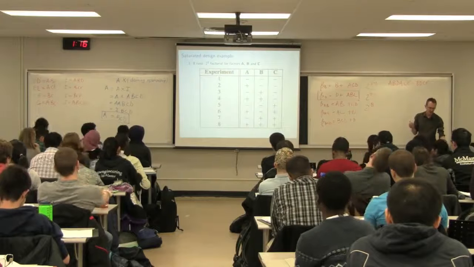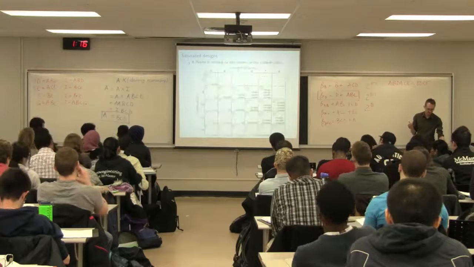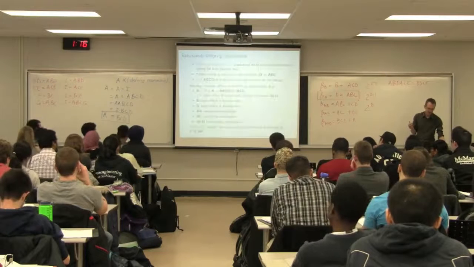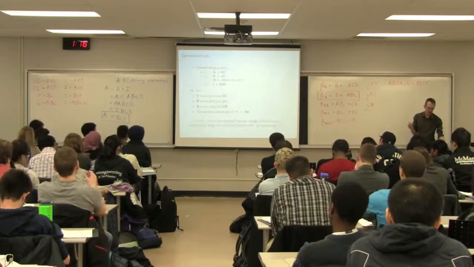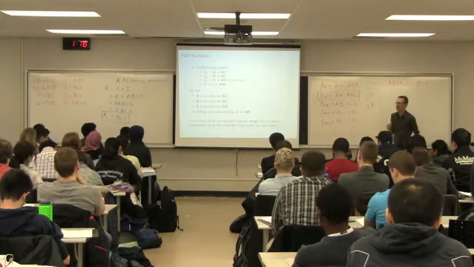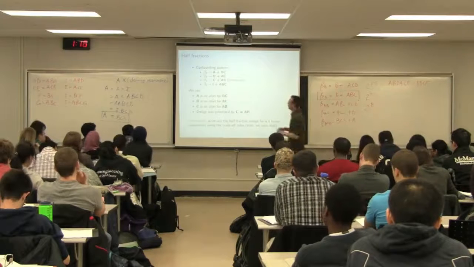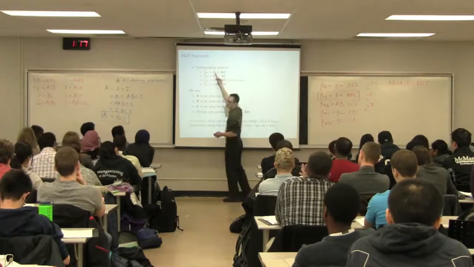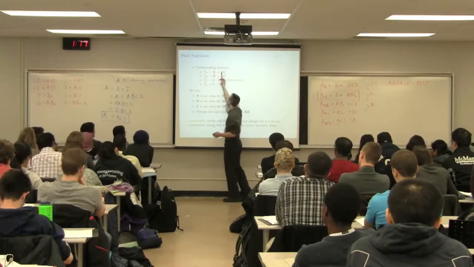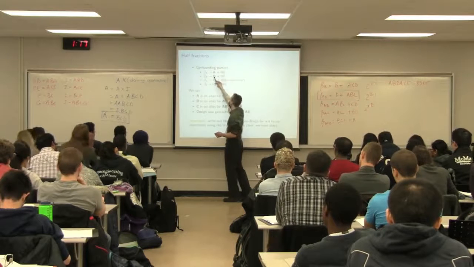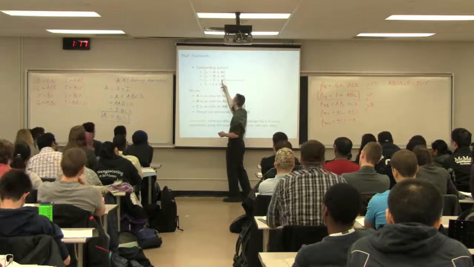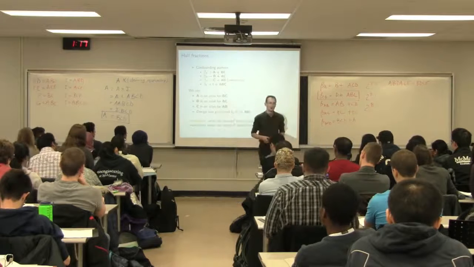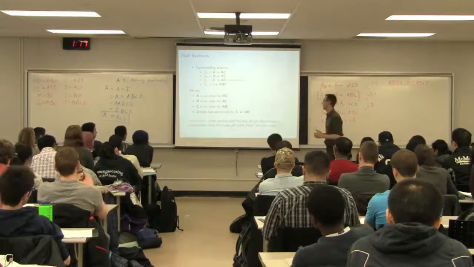Let's go back to a simple example. We go right back to this earlier one where we had this half fraction. We know before we even run the experiments that A is going to be confounded with B, C, B is going to be confounded with A, C, and C is going to be confounded with A, B. We know that ahead of time.